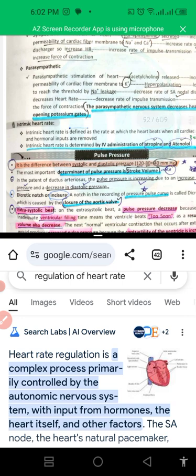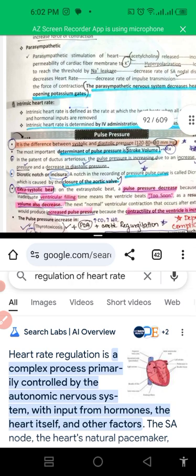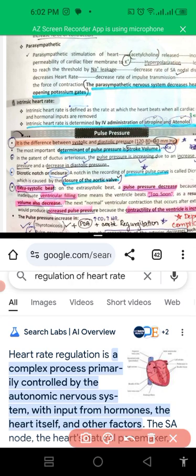The sympathetic nervous system uses sodium and calcium. The parasympathetic nervous system uses potassium for hyperpolarization, which results in a decrease in SA nodal firing rate and a decrease in heart rate. Another one is intrinsic heart rate, defined as the rate at which the heart beats when all cardiac muscle is contracting. It is determined by IV administration of drugs like atropine and atenolol. So these drugs also maintain heart rate.